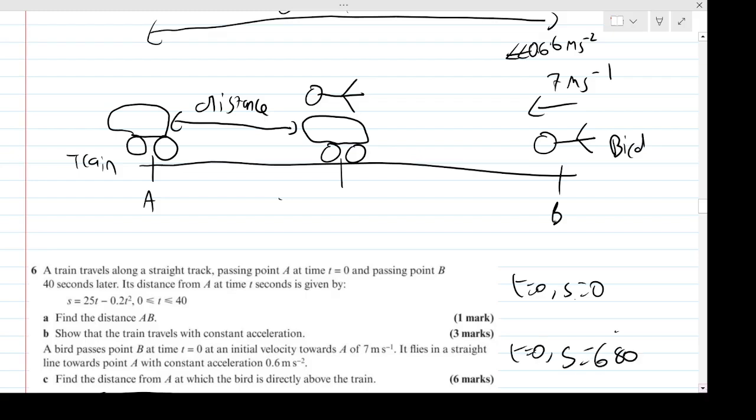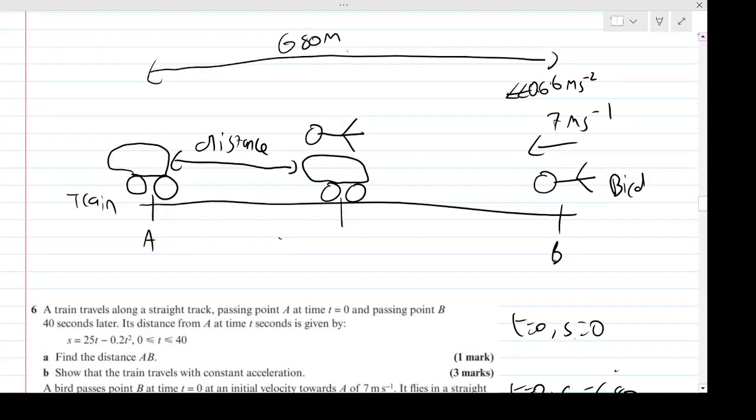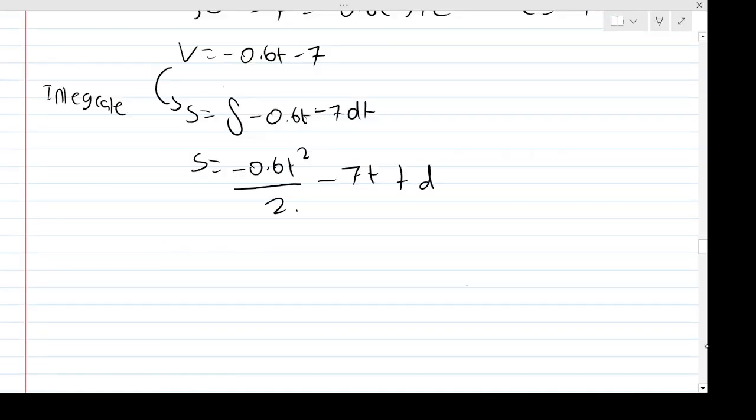Because it's 680 metres from A, because that's where we're measuring our displacement from, okay? And it would be positive 680 because the bird is 680 metres in front of A, forwards, in the positive direction. So the bird, yes, is moving in the negative direction, backwards, but in terms of distance, it's ahead of A. So the distance is positive, okay? So there we are. Make sure you're comfortable with how we got those values, and particularly pay attention to the signs. Hopefully they made sense.